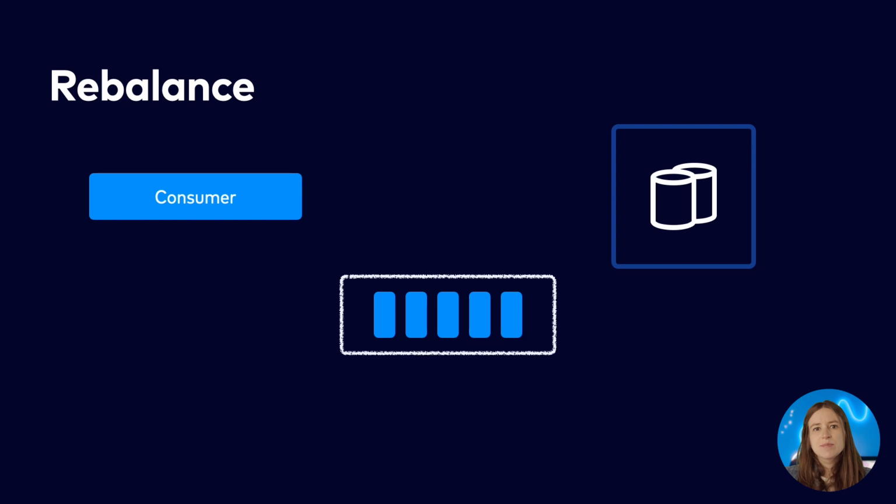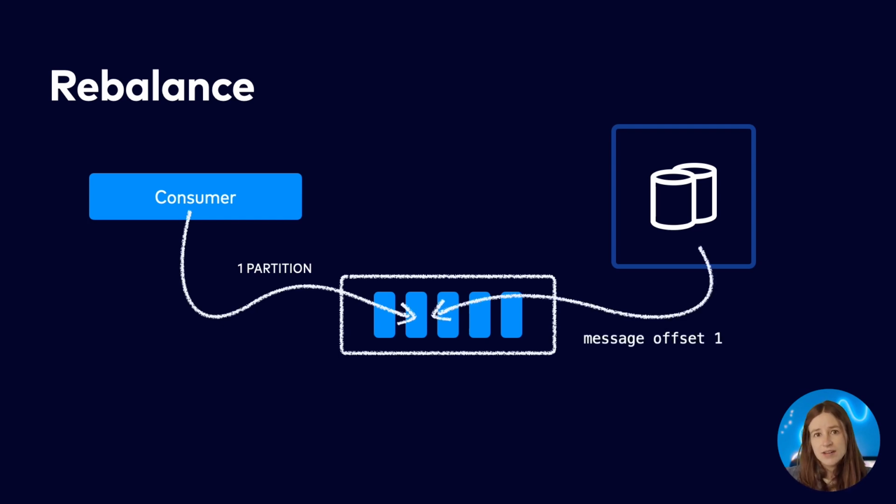Well, in either case, the broker's record of the associated offset of a message in a partition determines where the consumer will begin reading messages after a rejoin. As long as the group ID remains the same, it can pick up exactly where it left off. Here, that's at message offset 1, without any risk of data loss.